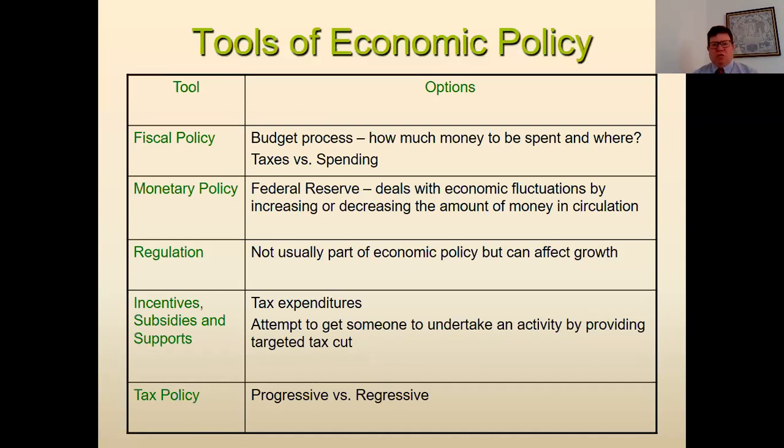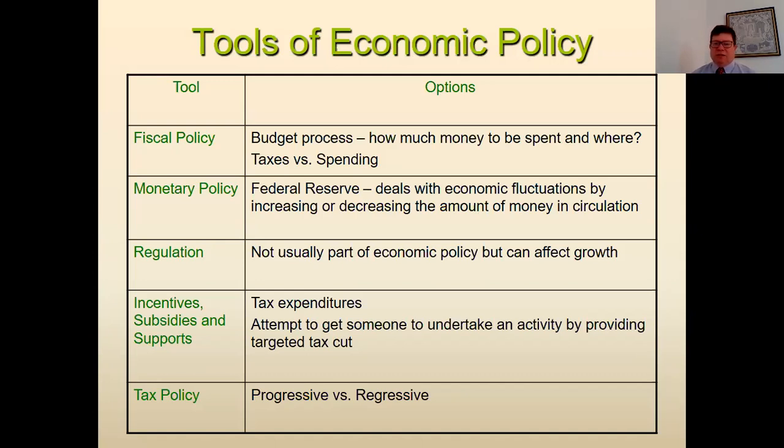So there's a couple of tools that we use in the federal government and also state governments as well in dealing with economic policy. The number one thing is really kind of fiscal policy, and that's the budget process. How much do we spend and where. Some of the shifts during good and bad economic times. How much do we want to spend versus how much do we want to tax?